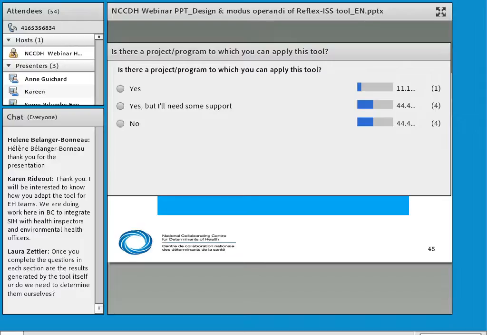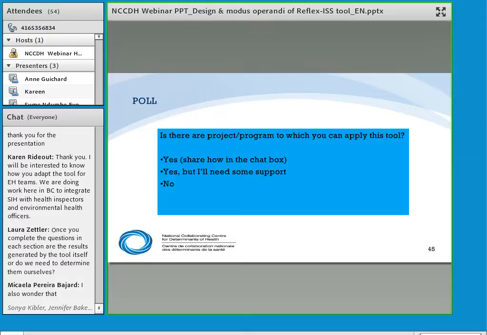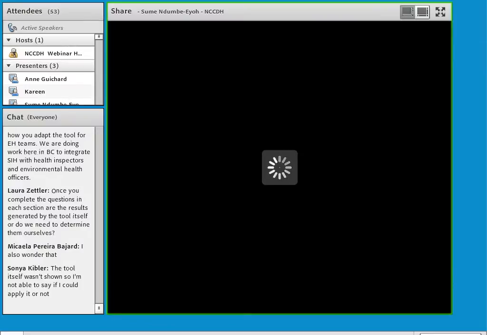Okay, great. So we're seeing here there's a combination of some people who can see direct application, others who can, but need some support. So before we close, Anne, there's a quick question there. Once you complete the questions in each section, are the results generated by the tool itself, or do you need to determine them yourselves? So this is a question about the online version. If we can return to the web tool, is it possible? It is possible. Everything is possible with this. Not everything, but we try to do some things.